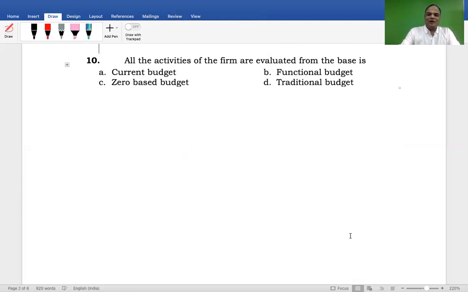Then all the activities of the firm are evaluated from the base: current budget, functional budget, zero based budget, and traditional budget. Only in zero based budget, we are going to prepare the budget from the scratch, from the base.